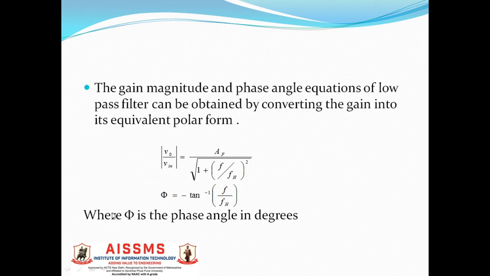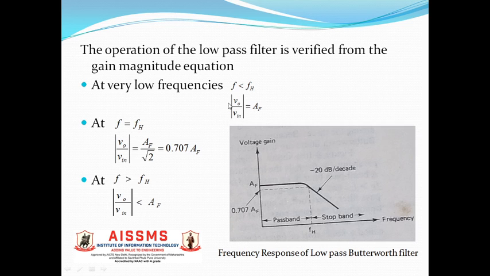If you see at FH, what happens? If F is equal to FH, FH upon FH is going to become 1. So 1 plus 1 is going to become 2. So you get AF upon under root of 2, which is nothing but 0.707 AF, right?